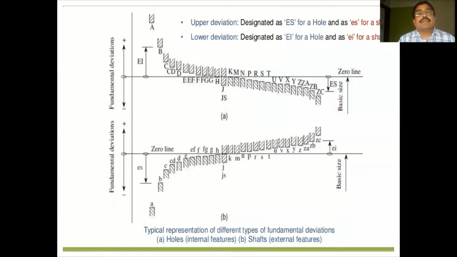Now here the fundamental deviations are shown. The important thing is that this H type of hole, if you observe in this diagram, is a hole whose lower limit lies on the zero line, or on the basic size, and that's why the fundamental deviation of an H type of hole is always equal to 0. Even the H type of shaft, both lie on the zero line, and that's why their value is always equal to 0.